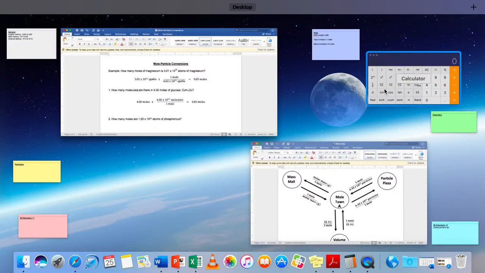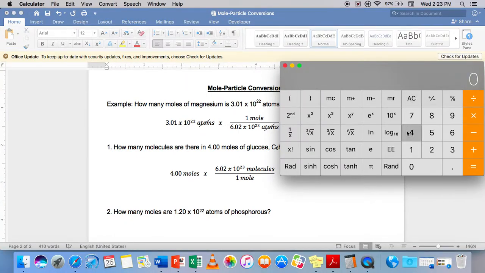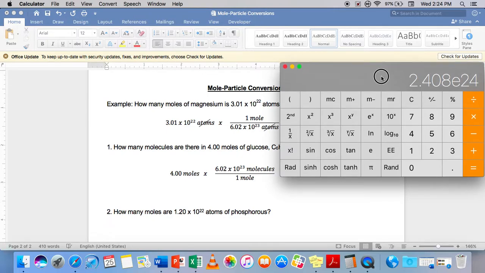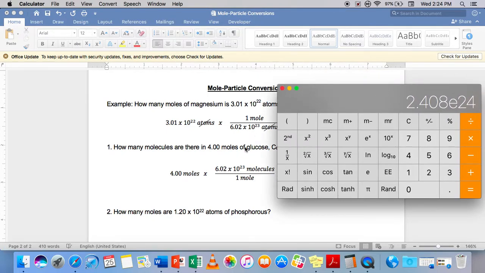So let's go ahead and look at our calculator. So I'm going to start with 4.00 moles, and I'm going to multiply it times 6.02. Now we have our times 10. Do you remember what button you have to push? Right? The EE, the exponential notation. And then I'm going to put times 10 to the 23rd. So 6.02 E23. I hit the equals button, and I get 2.408 times 10 to the 24th. Remember, the E24 means times 10.